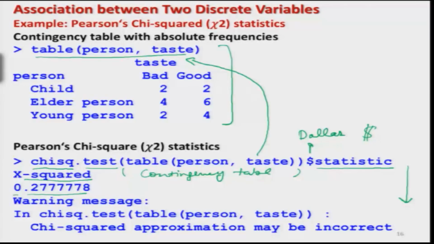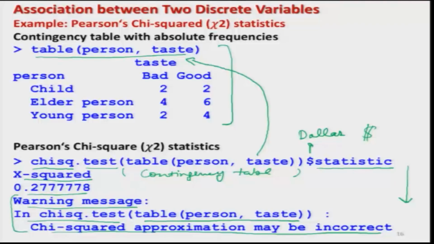But here you will see that there is also a warning message saying that in chi-square test, the chi-squared approximation may be incorrect. Why is this happening? I just informed you that the chi-square statistics which we have used here to find out the association between the two variables persons and taste is actually used for test of hypothesis, to test whether there is a significant association between the two variables, persons and taste.